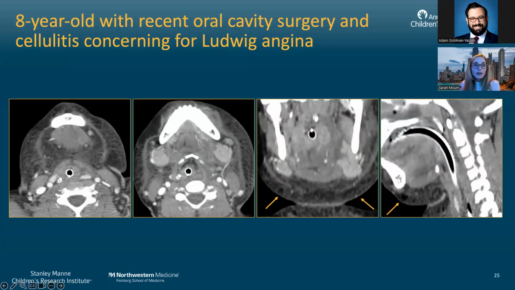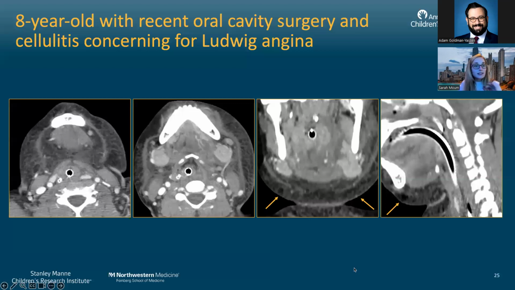Okay. Next patient is an 8-year-old with recent oral cavity surgery for ranula resection or fenestration, who presented within 24 hours with rapid neck swelling. Because of their symptoms and the rapid neck swelling, they were intubated prophylactically for airway protection. So CT was done after that, as we can see.